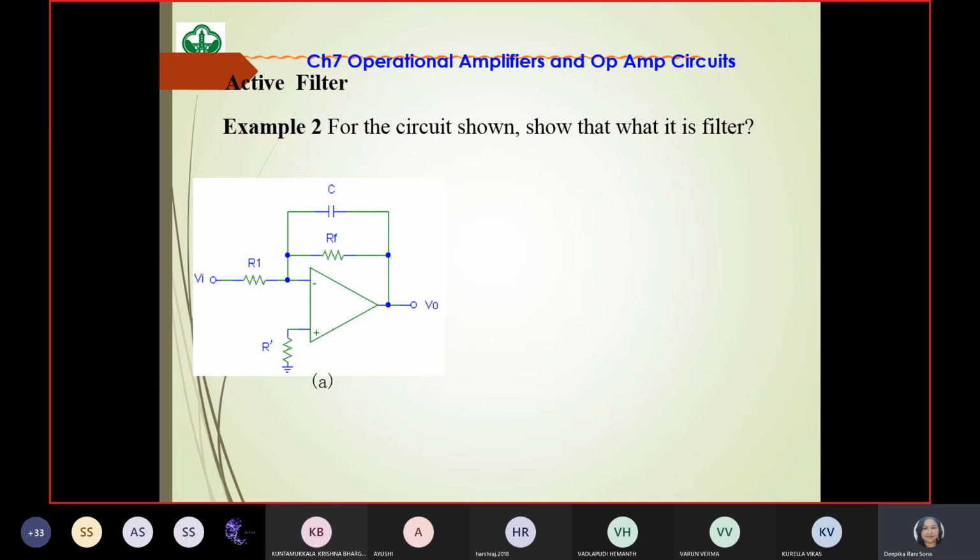Yes. What should be the answer? How many RC components are there? Only one RC component. So it belongs to which category? First order. First order. Whether it is a low pass or high pass?